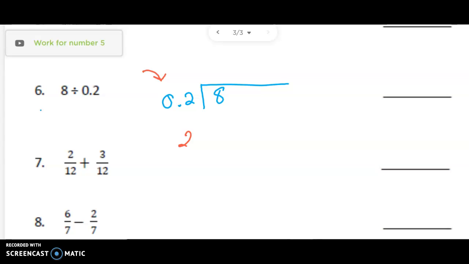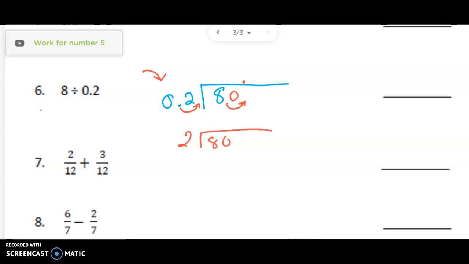Now, once I move this decimal one place to the right to make it 2, I have to take this decimal and move it one place to the right. Well, where's the decimal on the whole number 8? It's at the end. And I need to move it one place to the right. Decimal goes straight up, and I annex a 0. So now, instead of 8, it's going to be 80. So instead of it being 8 divided by 2/10, it's now 80 divided by 2.